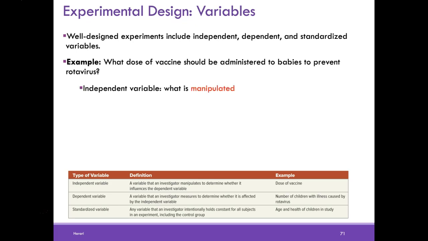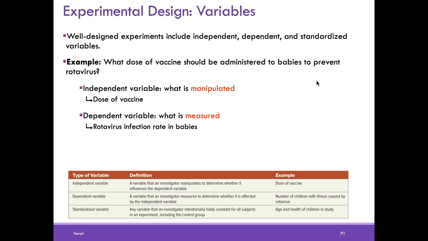And we want to see, right? So the dose of the vaccine is what we're manipulating. The dependent variable is what we're measuring. So in this experiment, what is being measured? It would be the number of children with the illness caused by rotavirus, right? The infection rate.